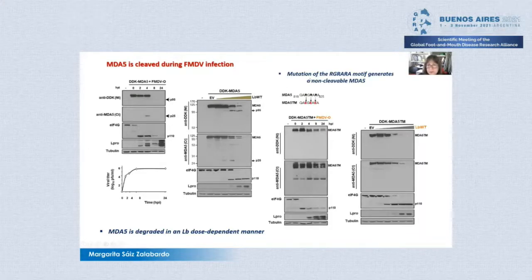As we did for LGP2, we generated a triple mutant MDA5 in which these 3 positively charged arginine residues were substituted for 3 negatively charged glutamic acid residues. This triple mutant was completely resistant to cleavage, both during FMDV infection or in co-expression with increasing amounts of catalytically active Lb proteins.